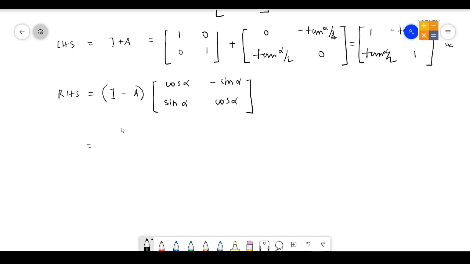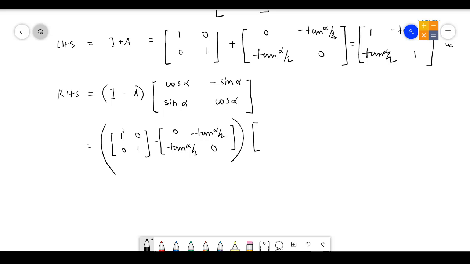So in the right hand side what can we put? In place of I we can write 1 0 0 1. Then in place of A of course we can write 0 minus tan alpha by 2, this is minus, then again tan alpha by 2 here, then 0. So this is the first part. Then the second matrix is this one. This will remain as it is for the time being. Cos alpha, then minus sin alpha, then sin alpha, then again cos alpha.